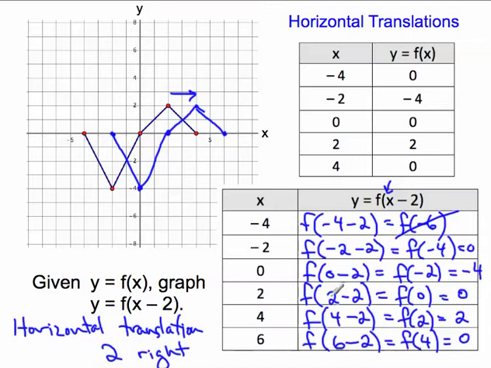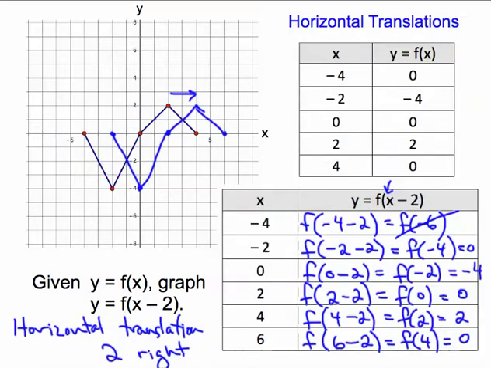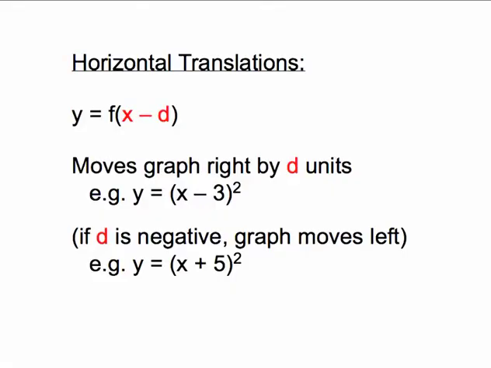Okay, so let's go back and compare the two again. When we looked at the one before, replacing x with x plus 2 had moved the graph to the left. Replacing x with x minus 2 had moved the graph to the right. So that's kind of what I mean when I say it's a bit counterintuitive. Let's try and express that more generally.